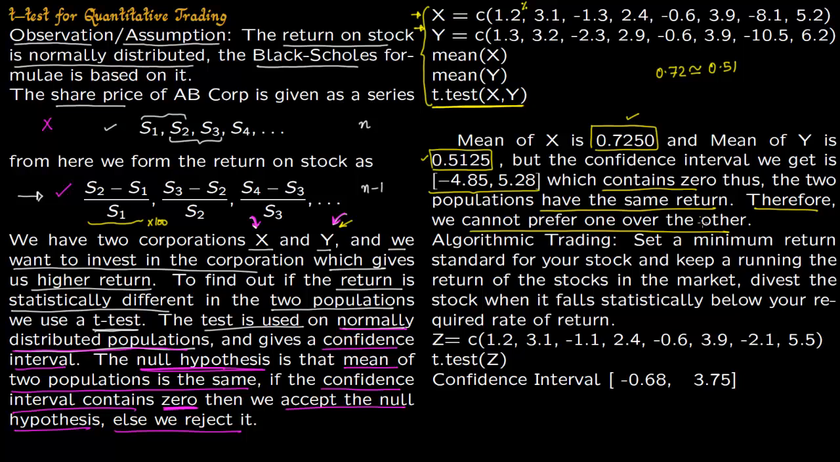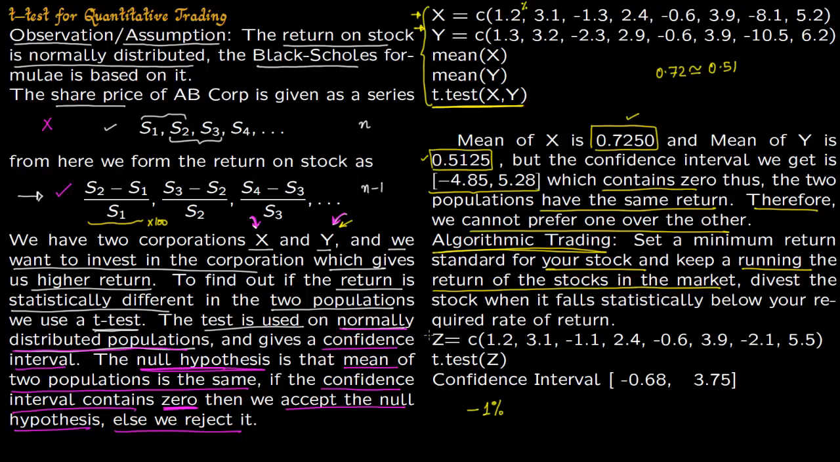Now you can form an algorithmic trading strategy based on this. What you can do is set a minimum return standard for your stock. Say you have set a standard of -1%. That is the minimum return you want. And you keep running the return of stocks in the market. So you have your chosen stocks which you think you want to invest in, and you keep finding their return. So you have this sequence of returns.